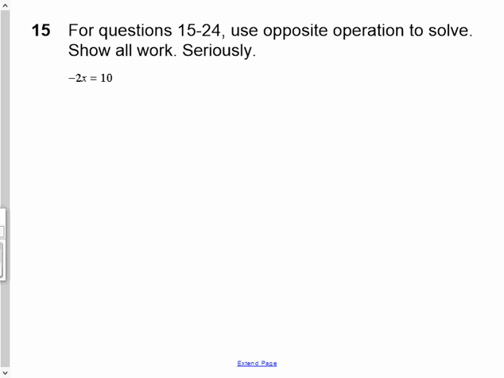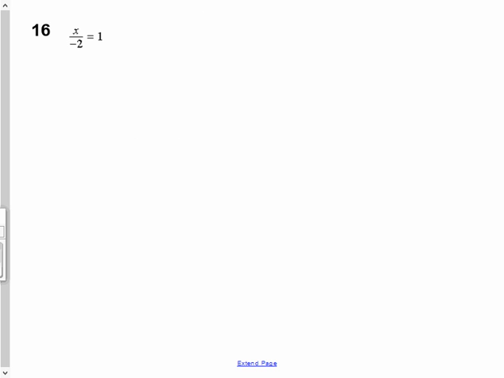The rest of the questions, 15 to 22, it says use opposite operations to solve. Show all work, seriously. So the first thing I wanted you to show me in the first question is simply dividing both sides by a negative 2, not a positive 2. And x would equal negative 5. You got 1 point for your work, 1 point for the solution, 2 points for that question. Next question, you have a negative half of x. So you're going to multiply both sides by negative 2. X will equal the product of 1 and negative 2. There was somebody that multiplied 1 times negative 2 wrong and got something different, but 1 times negative 2 is negative 2.